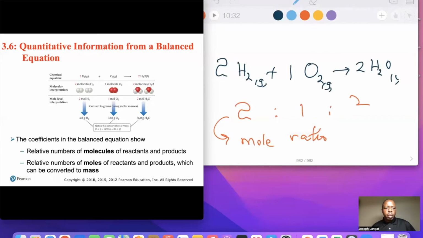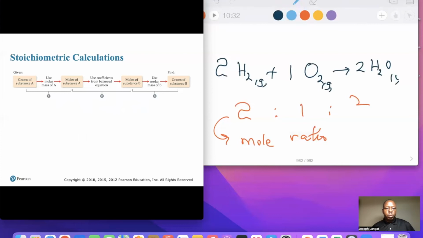So it's just the relative amount of moles, which we can convert into mass of each reactant or moles. If you see here, this is just a roadmap on how to convert mass to mass.